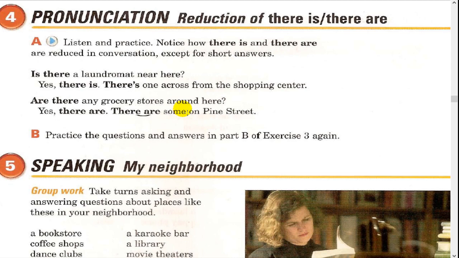Listen again. Page 52. Exercise 4. Pronunciation. Short answers. Is there a laundromat near here? Yes, there is. There's one across from the shopping center. Are there any grocery stores around here? Yes, there are. There are some on Pine Street.